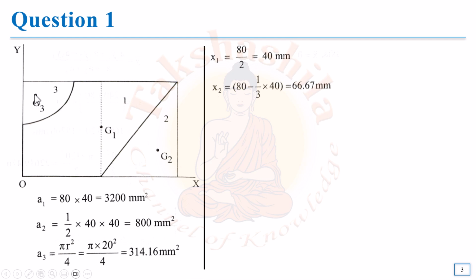Now what I have to do? I have to calculate the value of x3, which will be the horizontal distance from this y-axis to the centroid of my third figure, right? So that can be directly obtained. We already know from this right angled side, this horizontal distance as well as this vertical distance will be 4r by 3 pi. So they are using the same equation, substituting the value of r. In this case, r was 20. And finally, the value will be obtained as 8.49 millimeters.